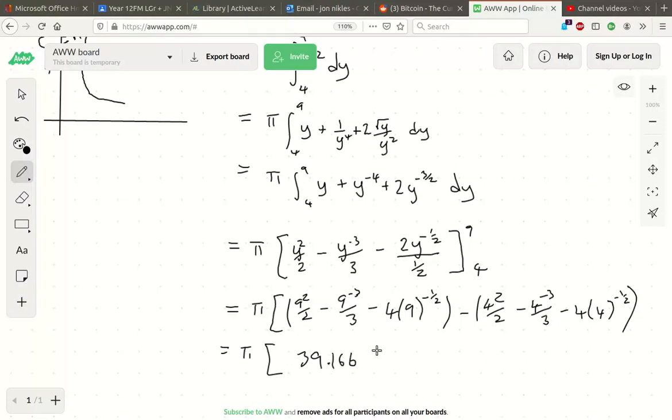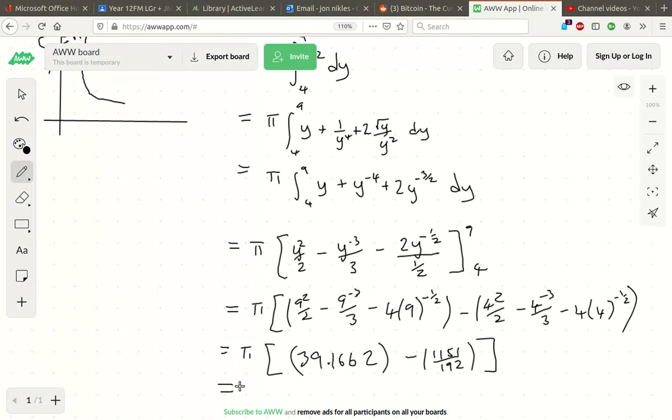39.166. They want the answer to one decimal place here, so I don't have to worry too much about accuracy. Now I'm going to do the same with the 4. 8 minus 4 to the minus 3 divided by 3 minus, what is that? 4 times a half, so that's going to be minus 2. And I get 1151 over 192 on my calc. And then work that all out.